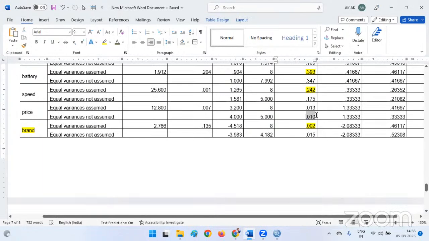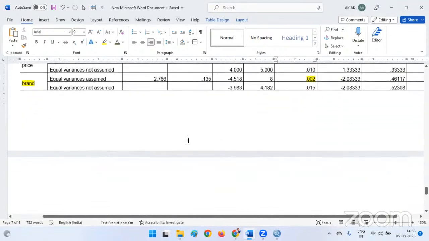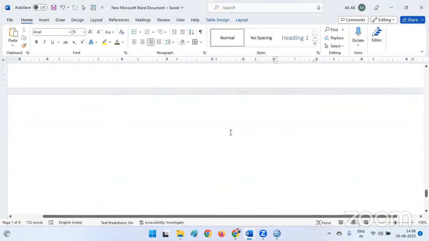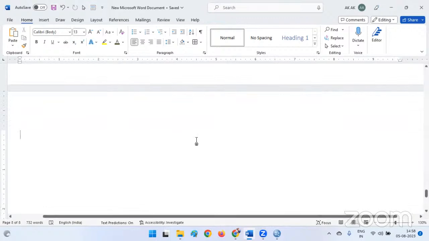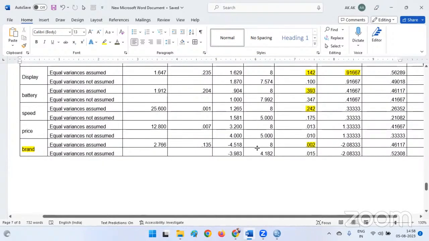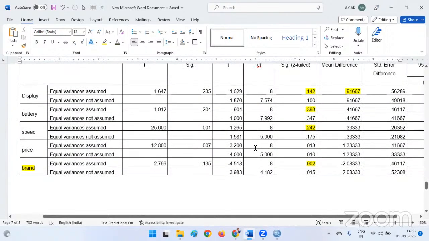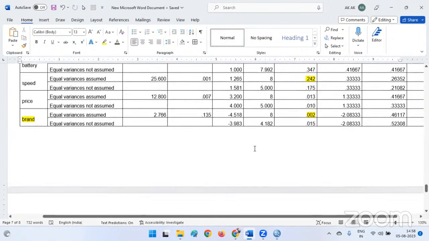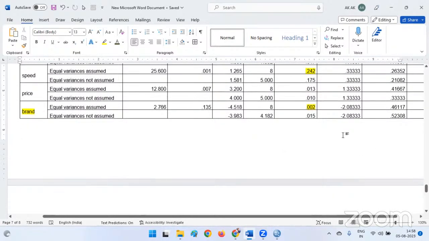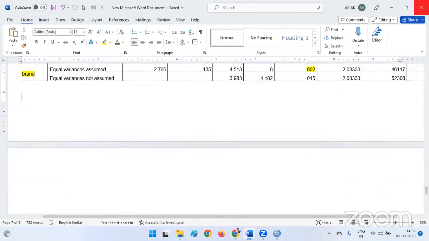If we see the second value, it is significant at 10%, but not at 5%. So we say the brand is the main variable that is distinguishing the two clusters. Because the data size is very small, even if this comes out to be a significant variable, this is quite good. So this is the way we check the differences between the clusters with the help of t-test and ANOVA.